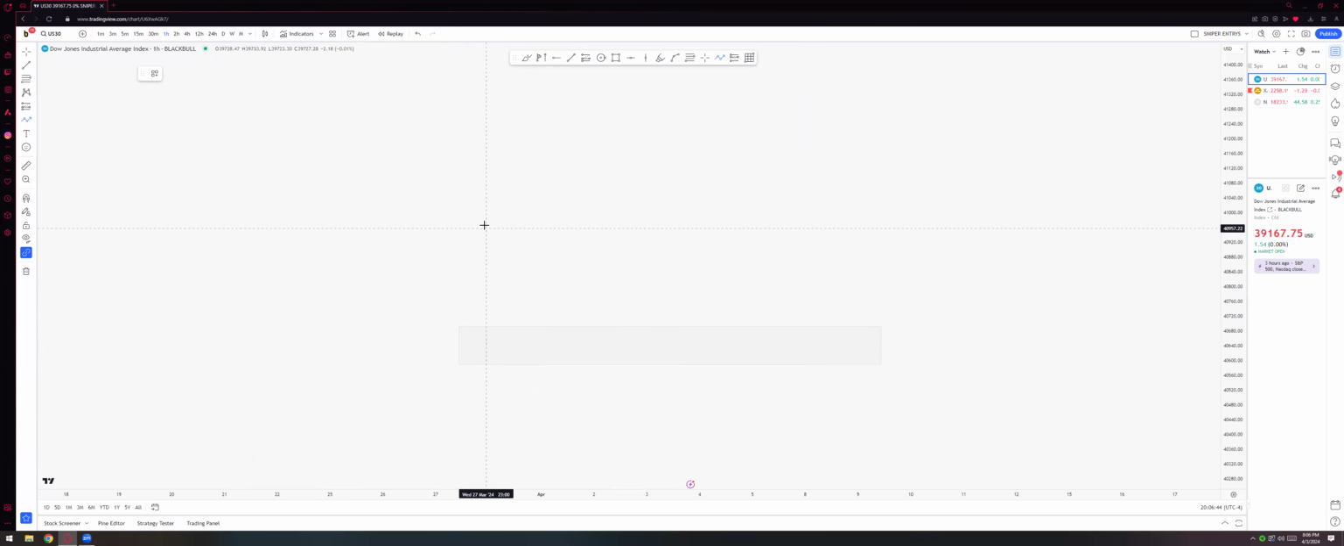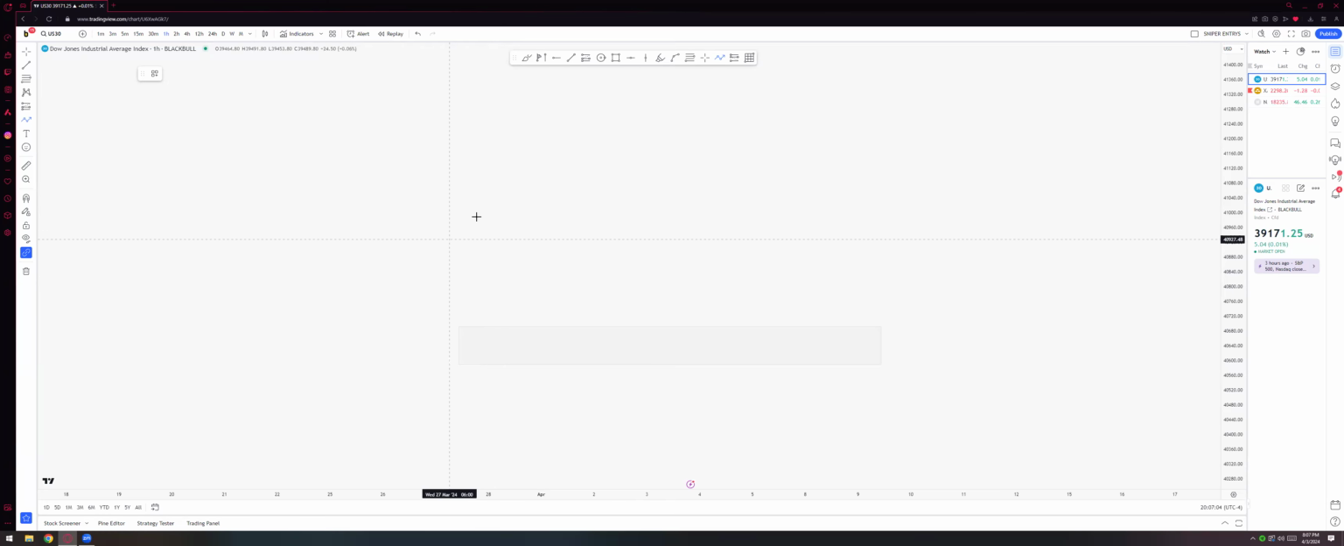So we have three types of entries that I look for. All of them work great. It's not like one is better than the other. All of them are basically the same kind of entry, just different variations.